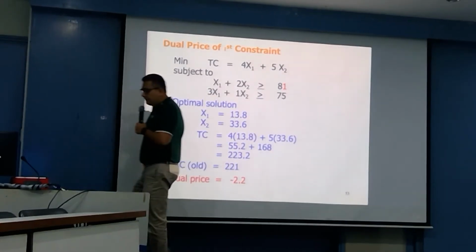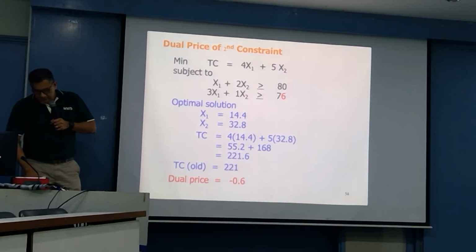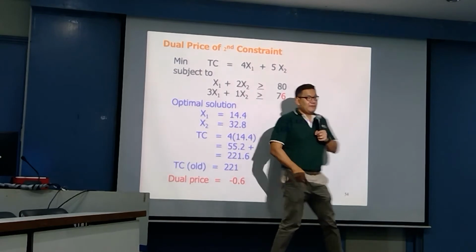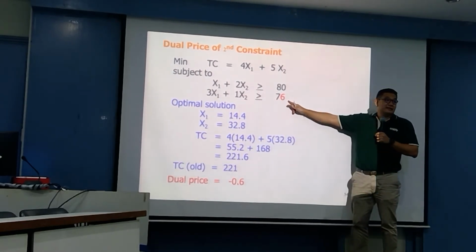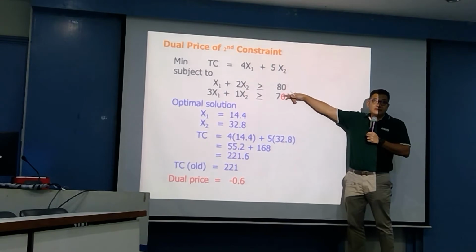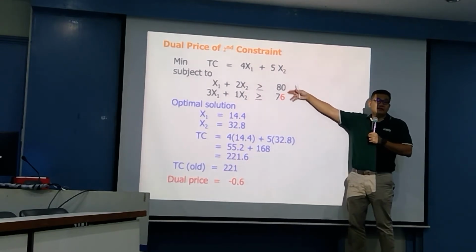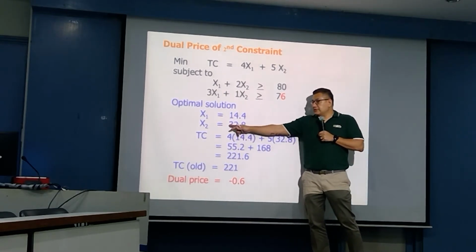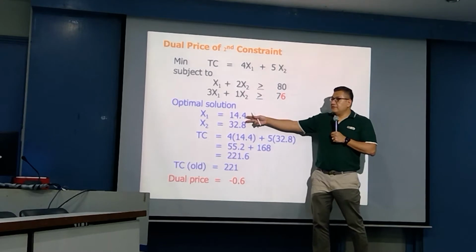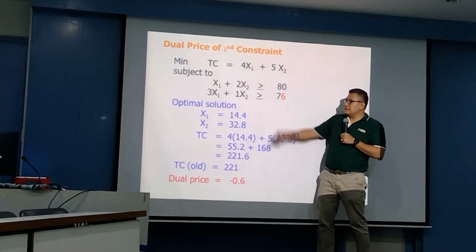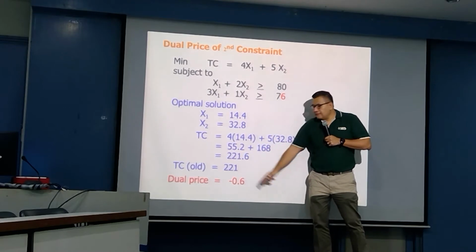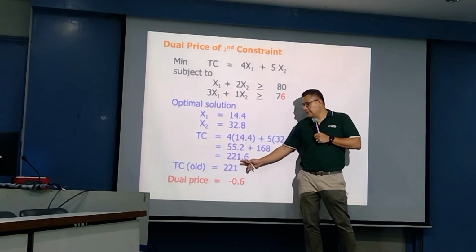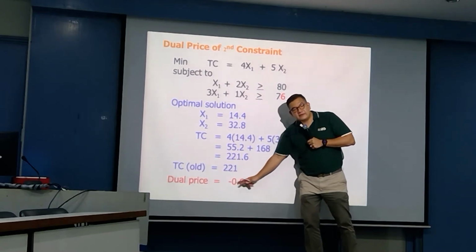If I try to find the multiplier for the second constraint, how can we do that? We just increase the right hand side by 1 unit, right? Change from 75 to 76. And you solve for the coordinates of this cutting point between these two constraints. You have x1 14.4, x2 32.8. You substitute both of these two values into the objective function. You have total cost 221.6. The old value 221, the new value 221.6. The difference is 0.6. You write down 0.6 first.